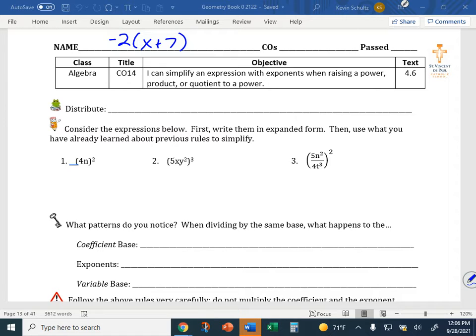Perfect. Good job. To distribute means to give to every term in the parentheses. Since we are talking about powers here, it might be more appropriate to say to give to every base in the parentheses. Whatever exponent is on the outside of our parentheses, it's being distributed into every base.